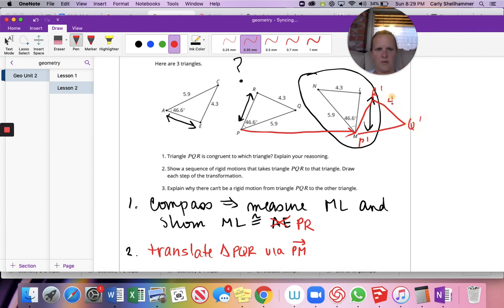That would be 4.3. My air conditioning is now kicking on. 5.9. And the angle.